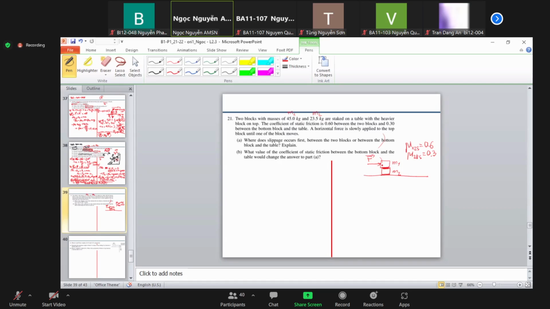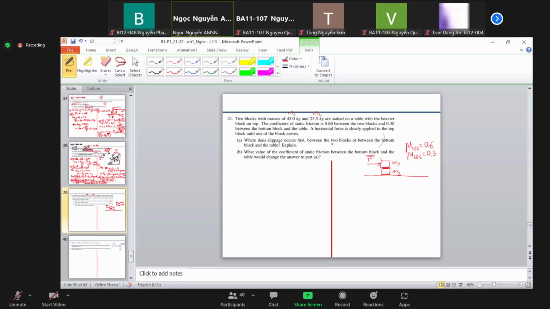The question is, what will slip first? Does M1 move on the surface of M2, or do both M1 and M2 move on the surface of the table? That's question A. In part B, they ask you about the values of the coefficient of static friction between M1 and the table. That will change the answer from part A.